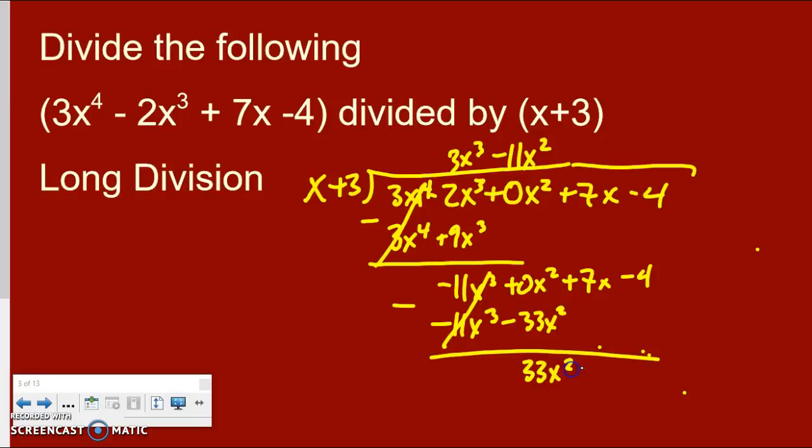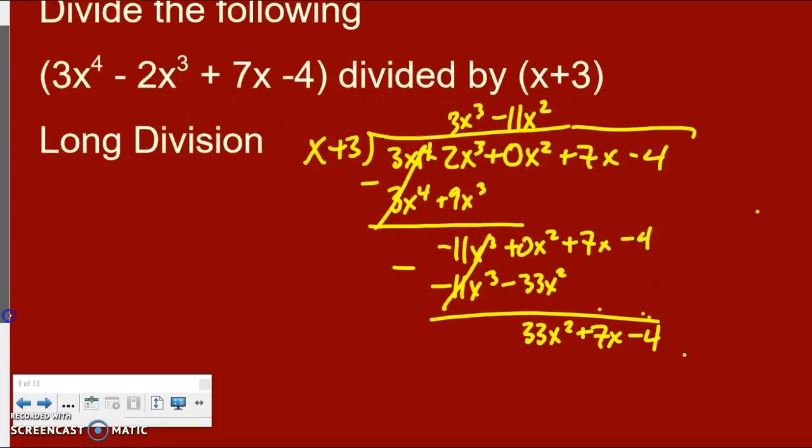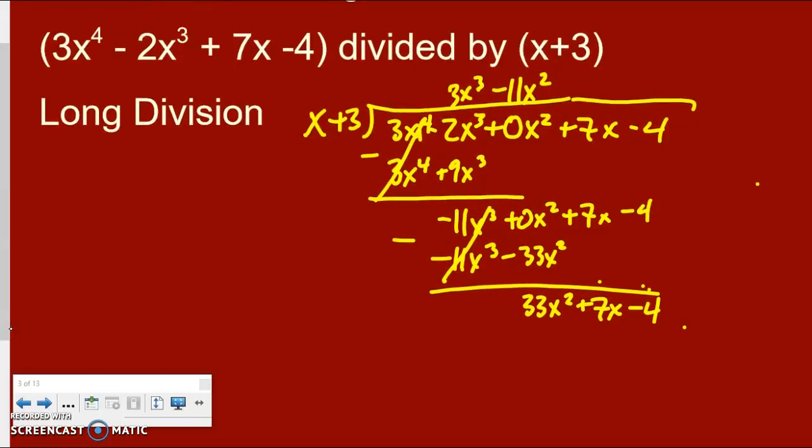33x squared plus 7x minus 4. Keep going here. What times x is 33x squared? So 33x. So this is a 33x squared plus 99x, and I do my subtraction. Well, if I do my subtraction here, negative 92x minus 4. Excuse me. So multiply it out again.